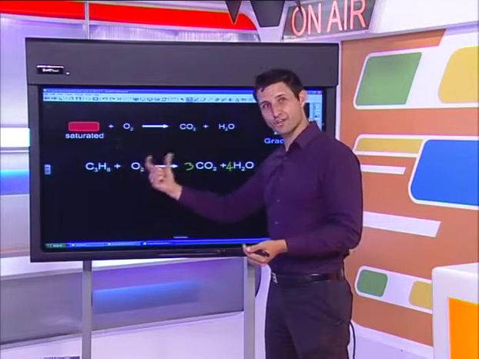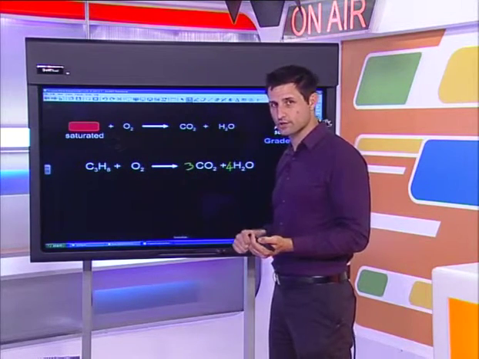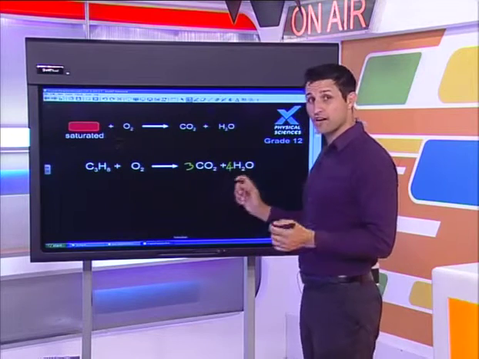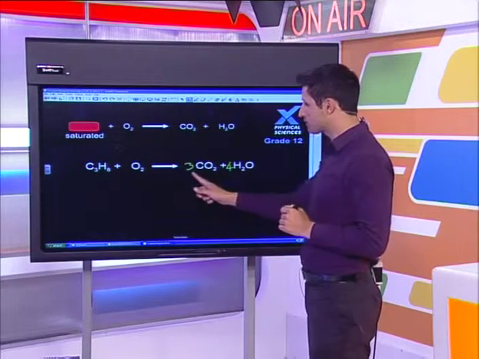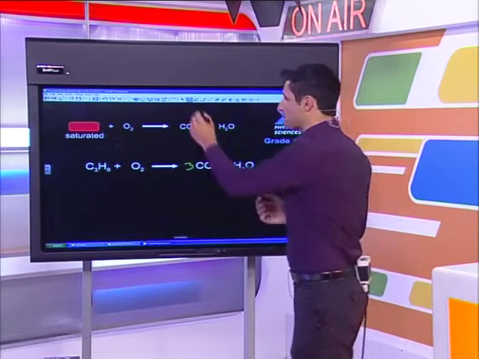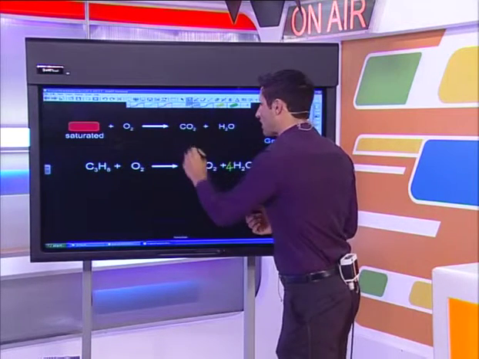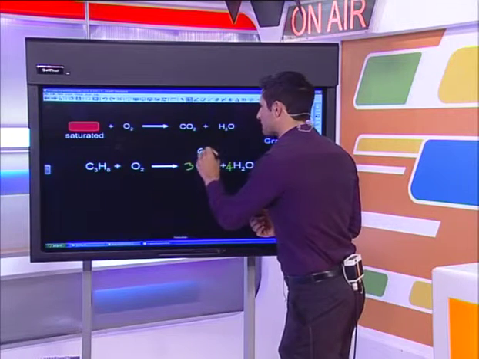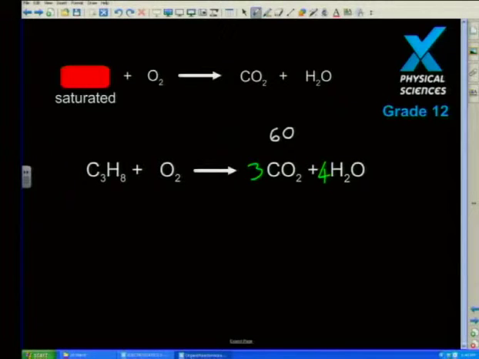Well, at the moment I've only got one oxygen molecule. Now let's see how many oxygens we've got. 3 multiplied by 2 gets me 6 oxygens. So I'm just going to make a little bit of a note over here. So I've got 6 oxygen atoms over there. So that looks like 60, but it's actually 6 oxygen atoms. And over here, I've got 4 oxygen atoms over there. So 4 plus 6 will get me 10 oxygen atoms.